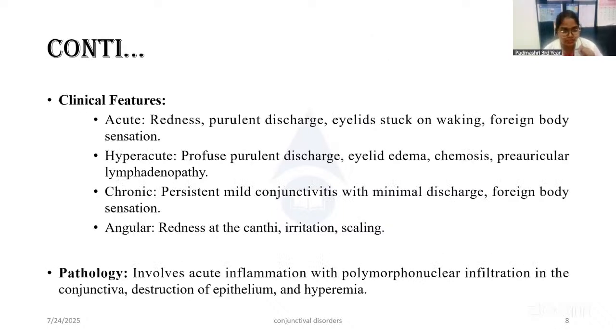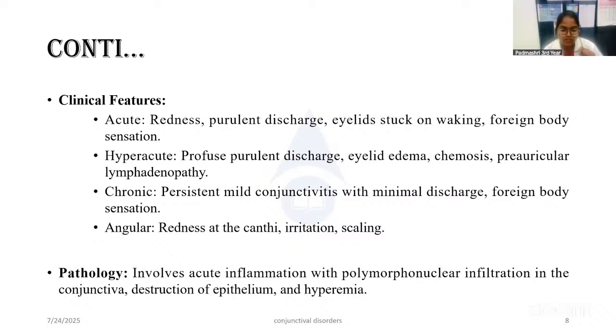Clinical features. For acute, it is redness, purulent discharge, eyelid stuck on waking, foreign body sensation. For hyperacute, it is profuse purulent discharge, eyelid edema, chemosis, preauricular lymphadenopathy. For chronic, it is persistent mild conjunctivitis with minimal discharge, foreign body sensation. Angular: redness at the canthus, irritation, and swelling.